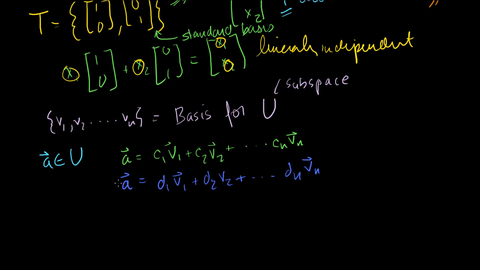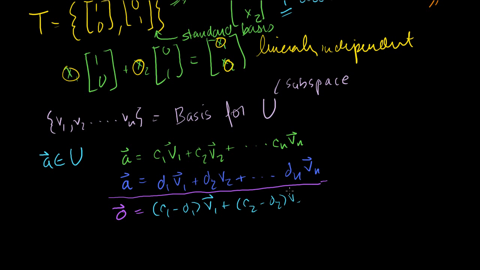Now, what happens if I subtract A from A? I'm going to get the 0 vector. Let me subtract these two things. If I subtract A from A, A minus A is clearly the 0 vector. And if I subtract this side from that side, what do we get? We get c1 minus d1 times v1 plus c2 minus d2 times v2 all the way to, I'm at the point on my board where it starts to malfunction, cn minus dn times vn.